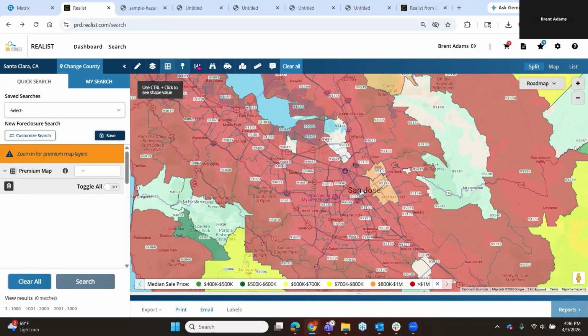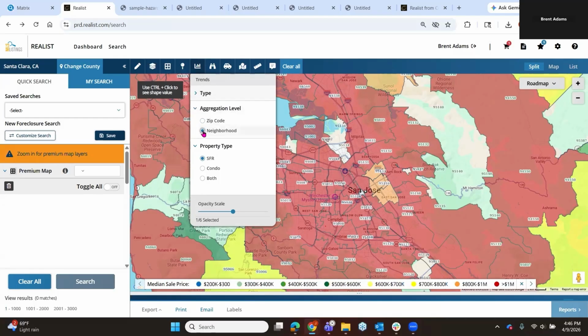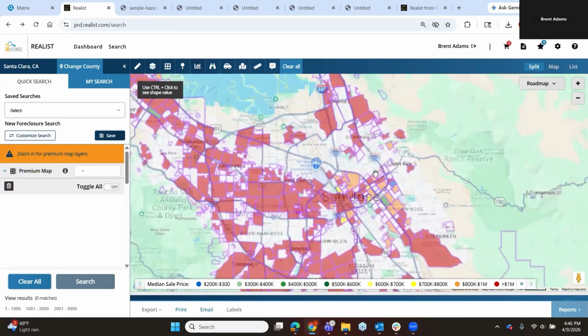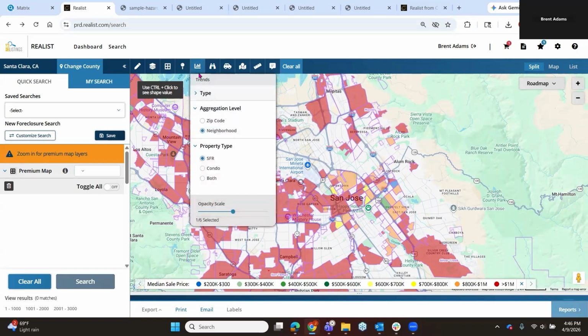We can get even more granular with these, especially in an area like San Jose and San Francisco, our major population areas, where we can aggregate these by neighborhood as well. So this way you're going to start to see some of these pockets where, hey, there are some more affordable areas in San Jose, but you can see exactly where those properties are kind of hitting over that $1 million range. Lots of other trends that we can show you too, both for single family residential, condo, or both types of properties.